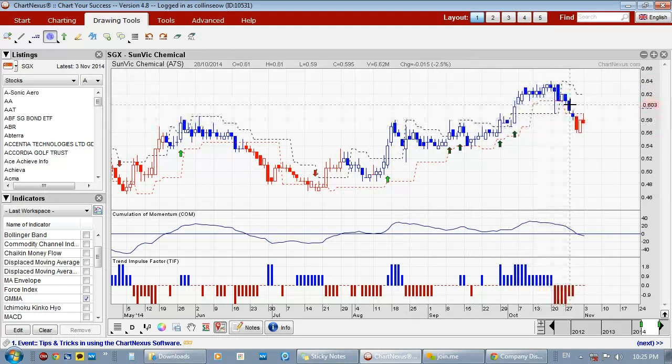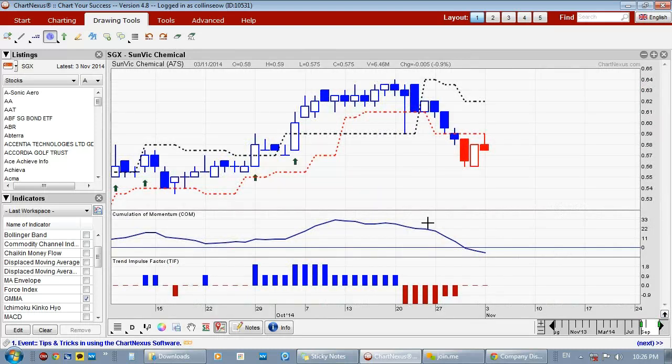Break below the support line. Candlestick turn rate. If your candlestick turn rate, like a few days ago, didn't break below the low, you hang on first. Didn't break below the low, you hang on first, until you break below the lower, which is now 57 cents.